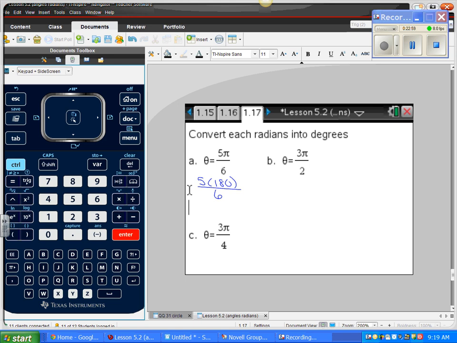So 5 times 180 divided by 6 is 150 degrees. Okay, so all I have to do if I have my angle in radians in terms of pi, I just have to plug in 180 for pi, and it's going to solve that out for me. So why don't you guys go ahead very quickly, do B and C.